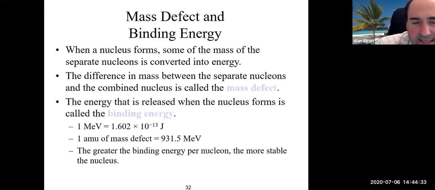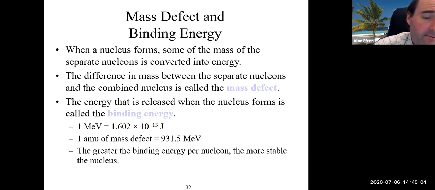So that brings us to the idea of what's known as mass defect and the binding energy, sometimes referred to as nuclear binding energy. When a nucleus forms, the mass of those separate nucleons is converted into energy, and there's that slight difference between the nucleons when they combine and the mass of the isotope. Again, as I mentioned before, that's what is known as the mass defect.